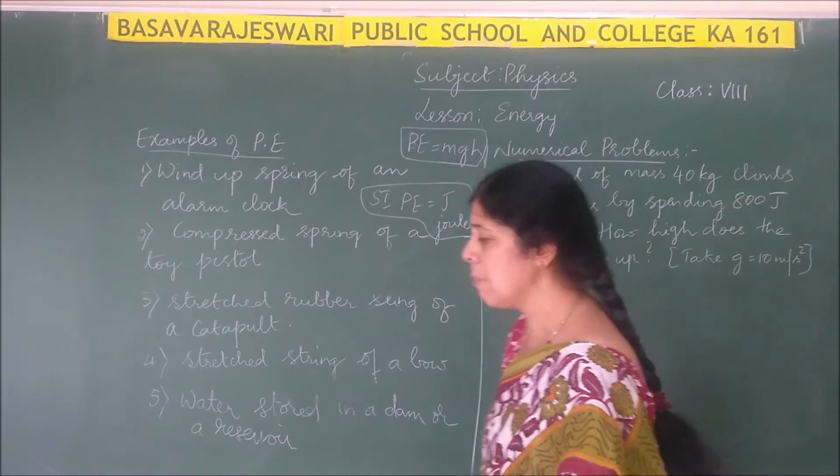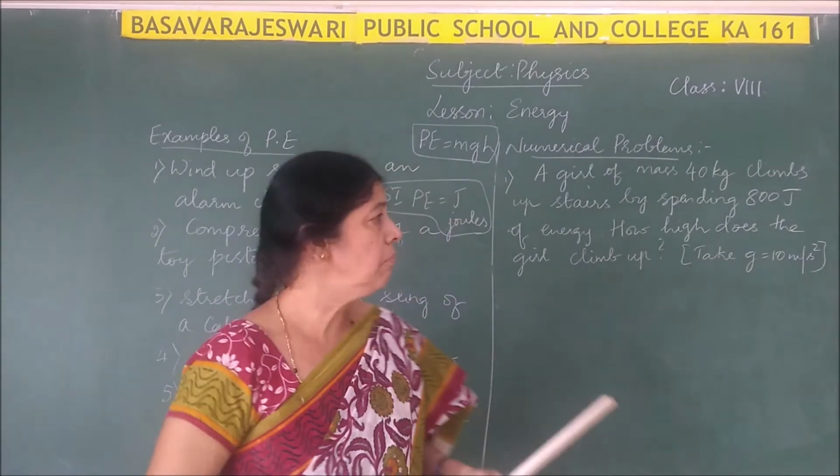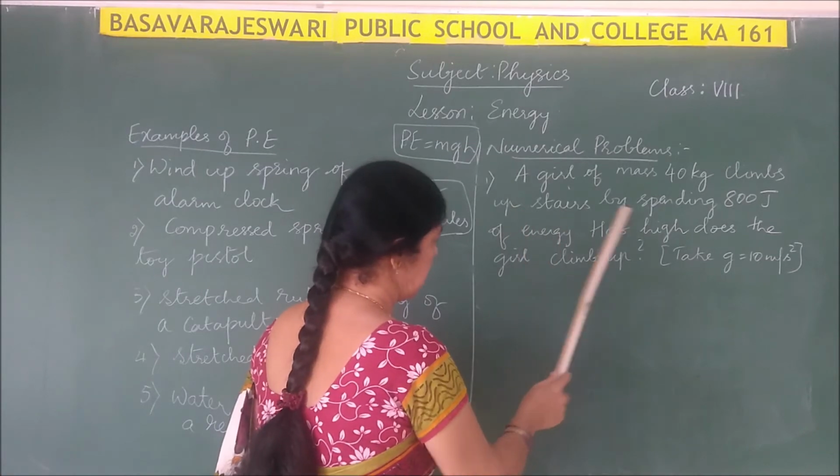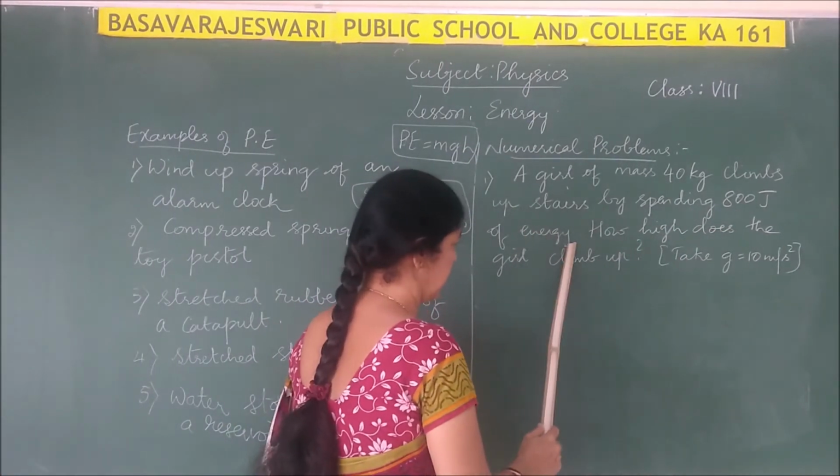Now let us consider some numerical examples. See, a girl of mass 40 kg climbs up stairs by spending 800 joules of energy.